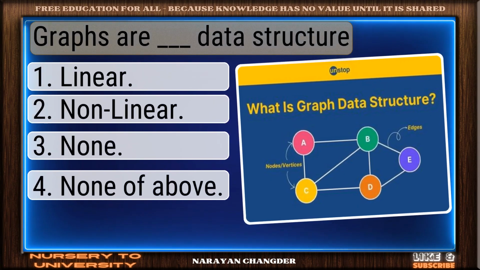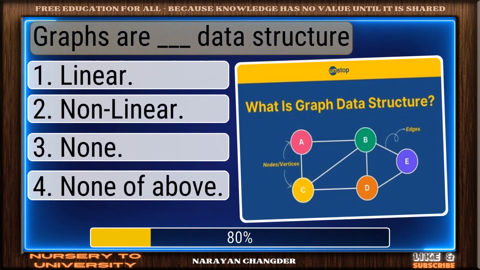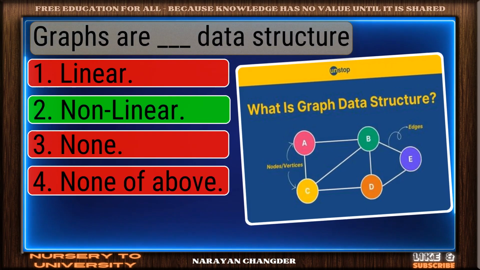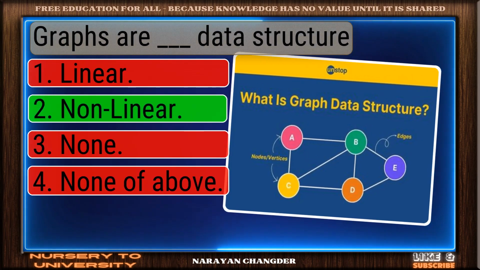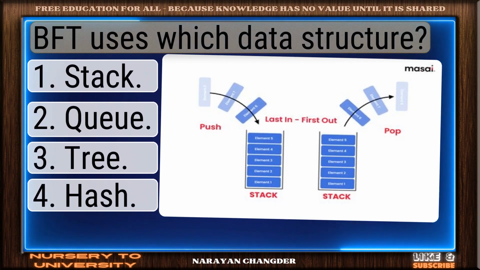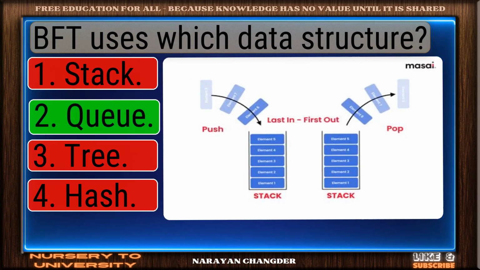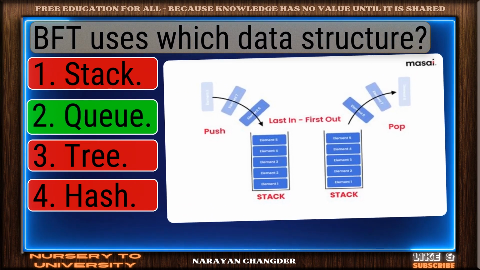Question number 37. Graphs are dash data structure. Excellent. Nonlinear is a brilliant choice. Question number 38. BFS uses which data structure? Valid point. Queue is true.